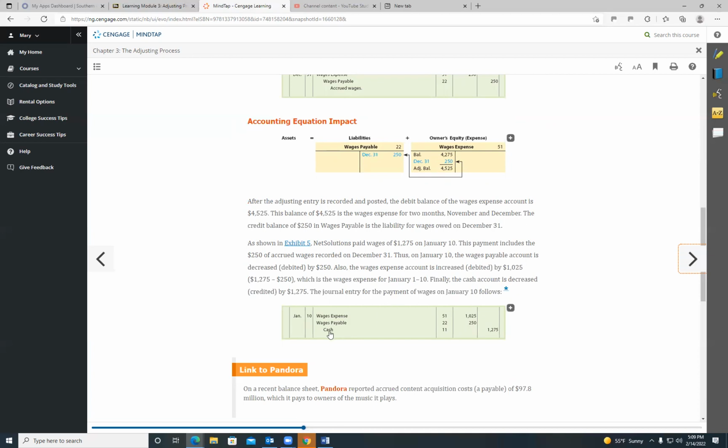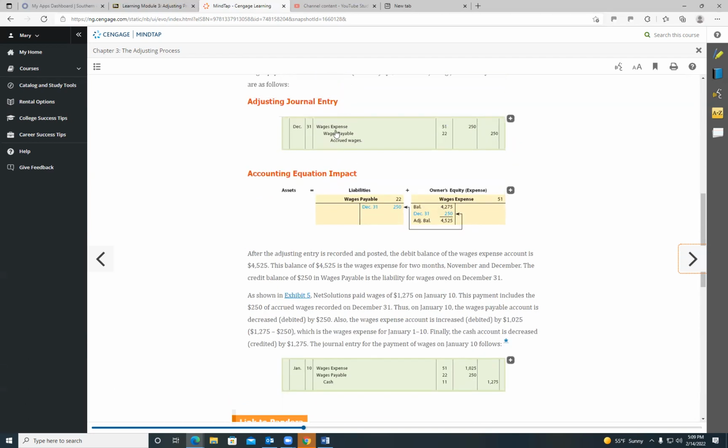So you see here, because they did pay out payroll, so they cut payroll checks, we're going to credit our cash account the total amount of payroll, which is $1,275. But if you look here, we're not expensing that full amount because we've already expensed $250 of it. We put that $250 in wages payable up here as a credit to wages payable. So we're actually going to reverse that out on January 10th.